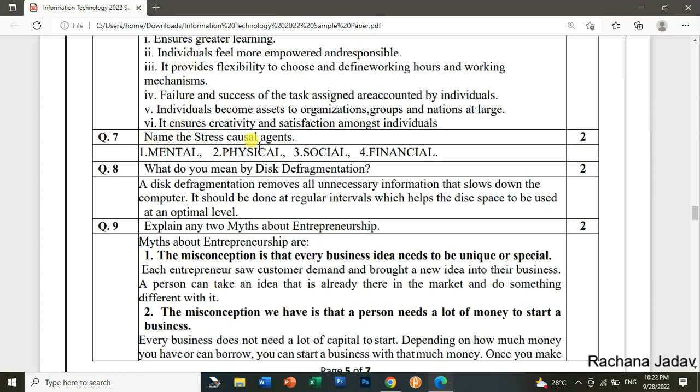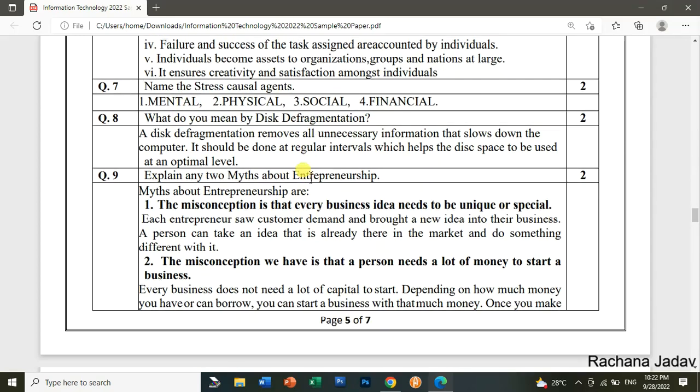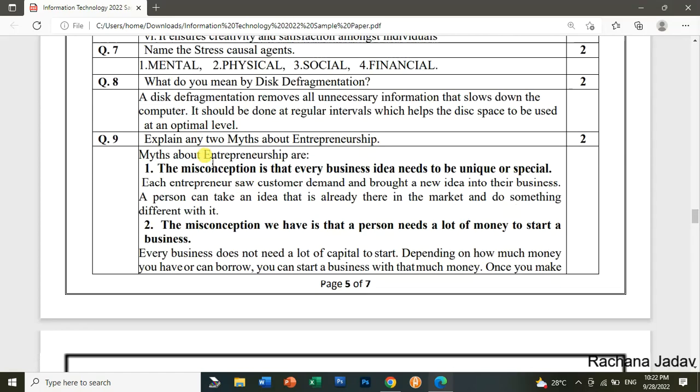Name the stress causal agents: mental, physical, social, financial. They have written only this much, but you have to write the explanation over there if it is possible for you. What do you mean by disk defragmentation? Okay, so this is also a thing.